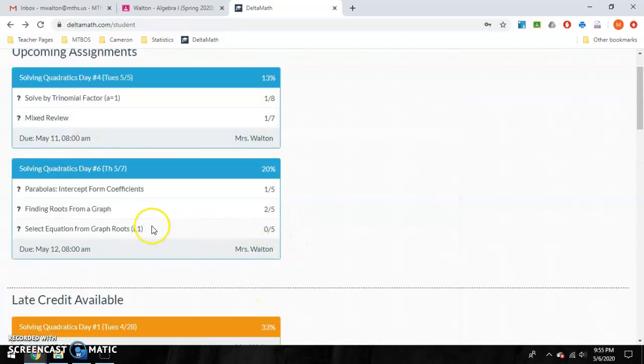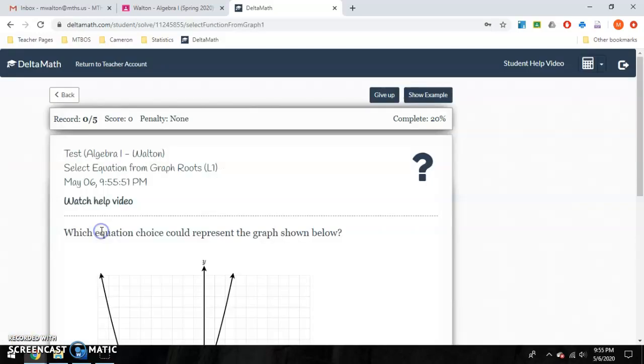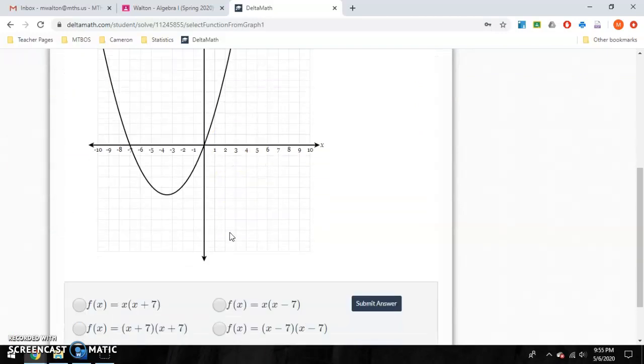All right. Last one, we're going to kind of combine these two things. We want to select an equation from a graph. And this one is a parabola. That's kind of cool. So here we go. Let's take a look. We have a parabola, so I know that I'll have 2 x's, and I have 2 solutions. I have one solution at -7 and one at 0.